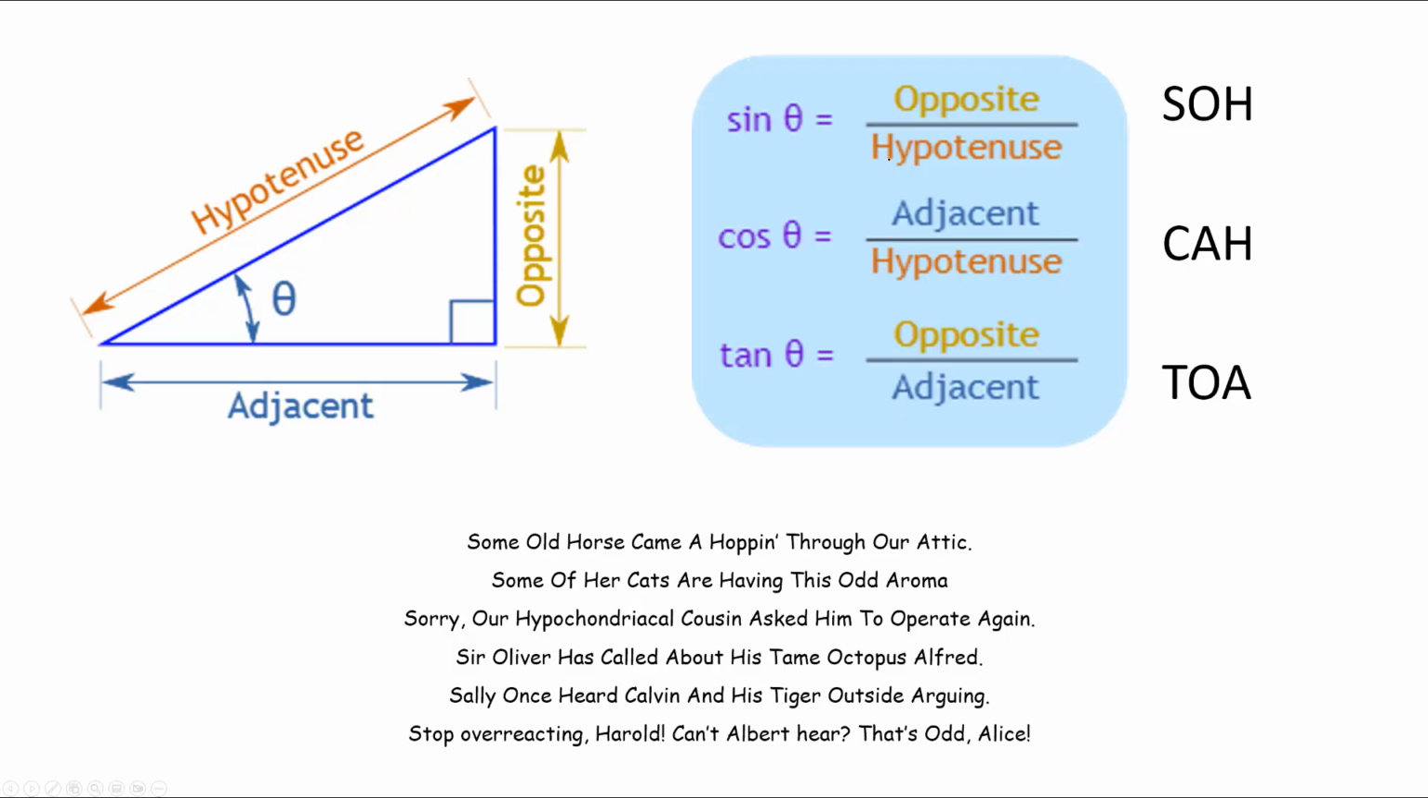So sine is opposite over hypotenuse. The cosine of theta is the ratio of the length of the adjacent side to theta, which is the one that touches theta, divided by the hypotenuse, the longest side.